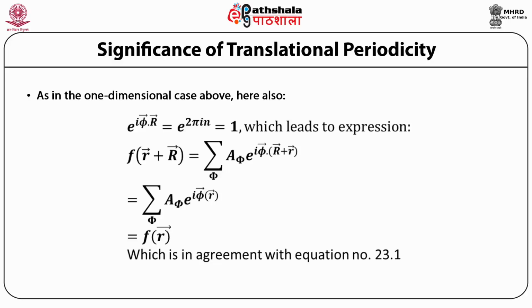f(r vector plus capital R vector) is equal to summation over phi capital A subscript phi into exponential of i phi vector (capital R vector plus small r vector), which will be equal to summation over phi capital A phi exponential of i phi vector (small r vector), which is equal to f(r vector), which is in agreement with equation number 23.1.